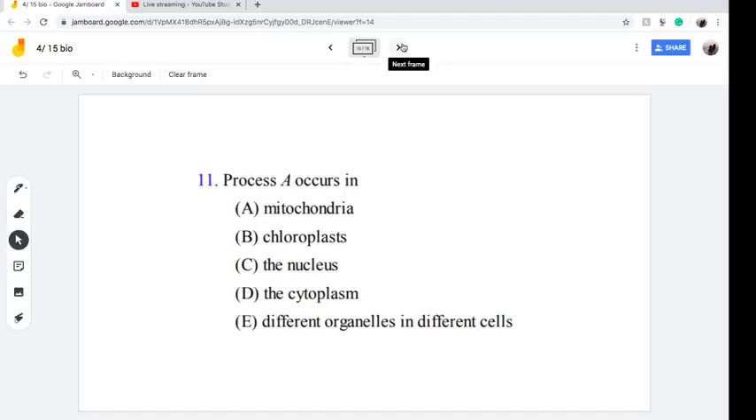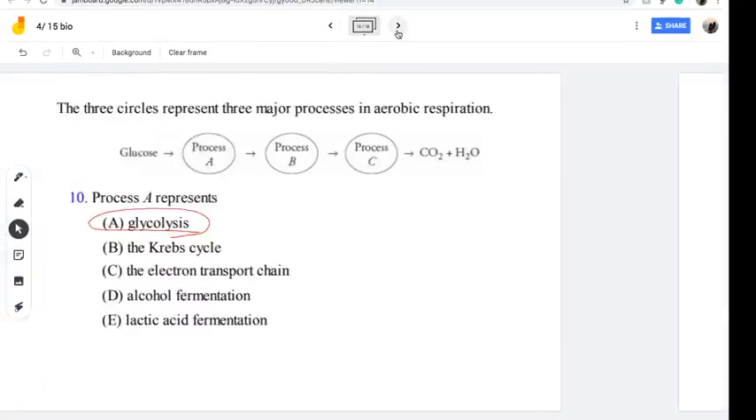So this question relates back to the previous question and is asking where process A occurs. I'll give you guys a couple of seconds to look at that. Well, process A, we said before, the answer is glycolysis.